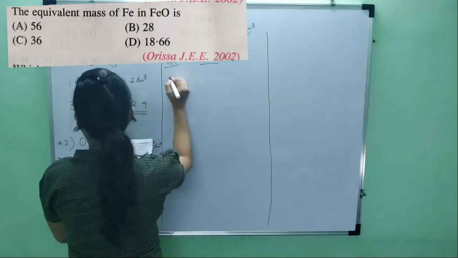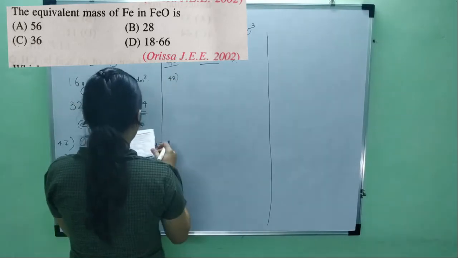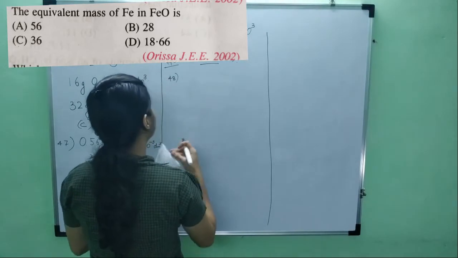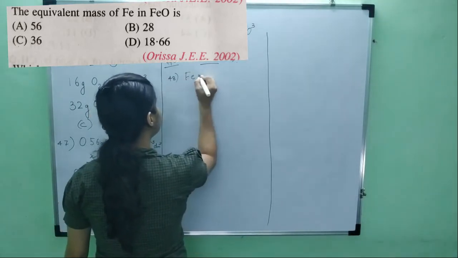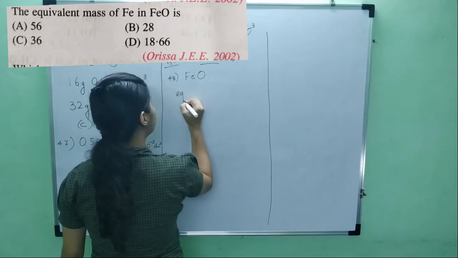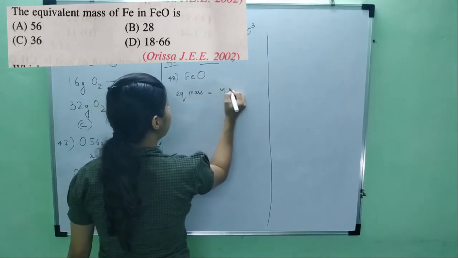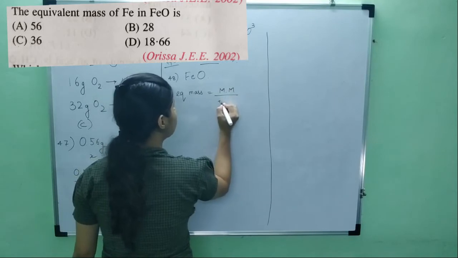Next question. So the equivalent mass of Fe in FeO is. Okay. So I have told you, in ionic solids, if I want to find the equivalent mass, it is what? The molecular mass upon the total positive charge.